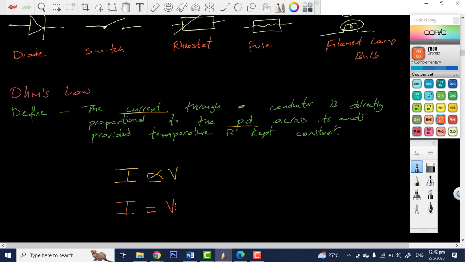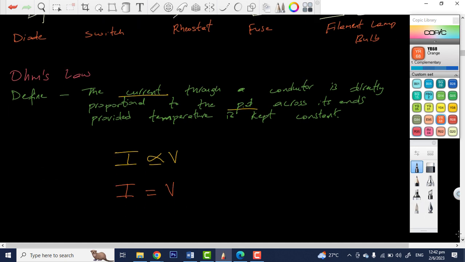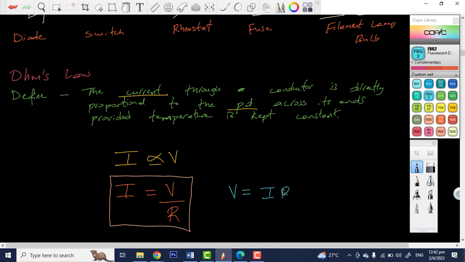Now we can replace the directly proportional symbol with an equal sign and introduce a constant. The constant we introduce is the resistance. So we get I is equal to V, and we introduce a constant R, which is the resistance. The resistance is inversely proportional to the current, so we get I is equal to V over R. This is what we need to be most concerned with when it comes to Ohm's law.